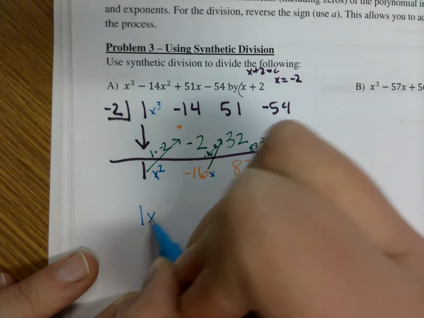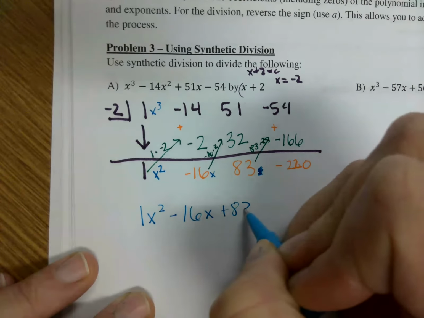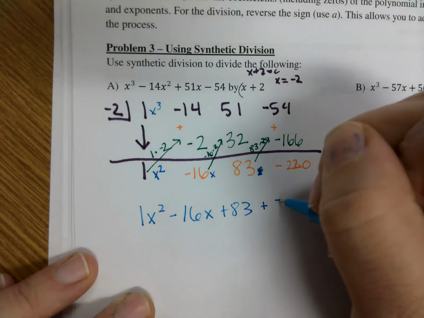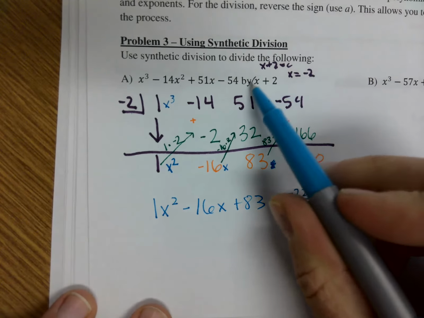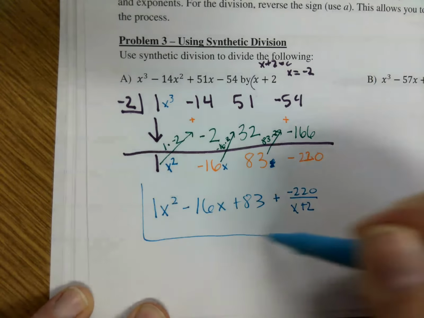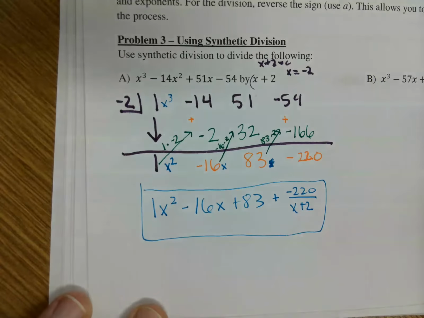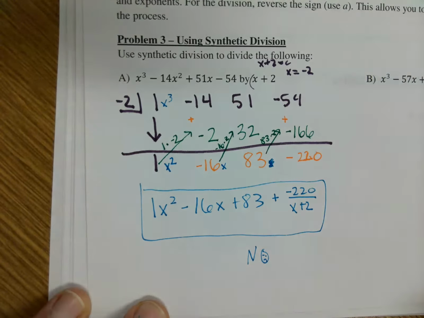My overall answer is 1x squared minus 16x plus 83 plus negative 220, and I'm dividing by this x plus 2 because this is my remainder. Anything left over would be my remainder. That would be my answer. So if I asked you if this is a factor, you would say, no, it's not a factor.